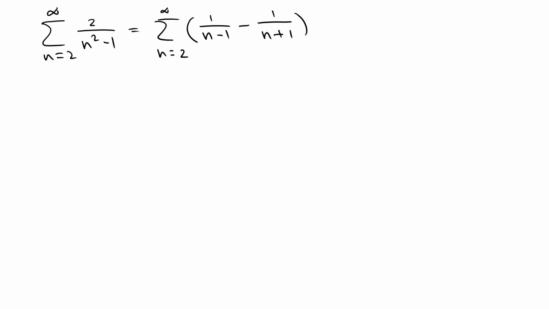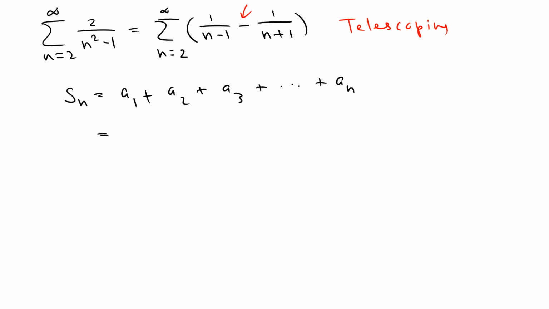So you can see that this is telescoping now, because you can write this as a difference of two consecutive terms. What we normally do is look at the partial sum. So it's a1 plus a2 plus a3 and so on. We're going to add the first n terms.